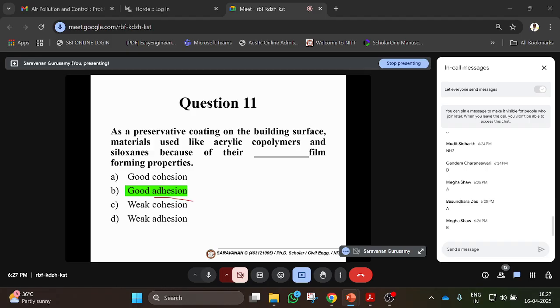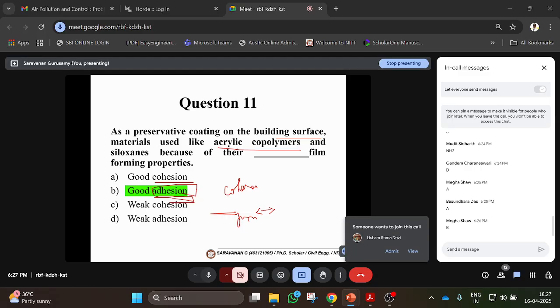Sorry, I have confused. Cohesion is between the same material. Adhesion is between two different materials. That's why in soil we have cohesion. Adhesion we can see from gum and paper. That is adhesive material. Adhesive we will say, right? So gum and paper are different materials. That's why acrylic copolymer and building surface it's called adhesion. Good adhesion property. So B is correct. Yes.